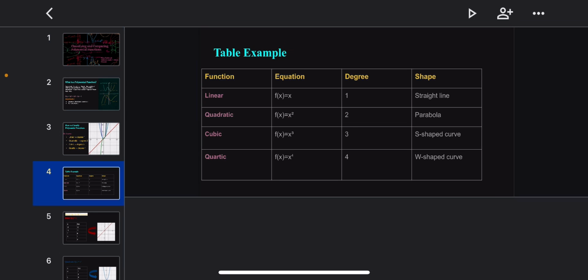Quadratic function, which is f of x equals x squared with degree 2, has a parabola shape. Cubic function, which is f of x equals x cubed with a degree of 3, has an S-shaped curve. Quartic function, f of x equals x to the power 4 with a degree of 4, has a W-shaped curve. And you will see each function in the next slides.